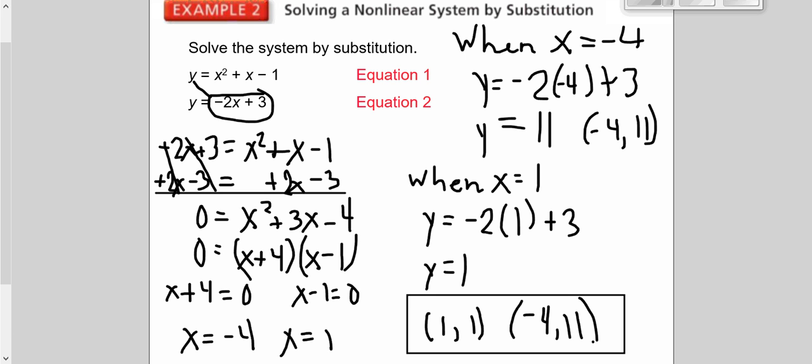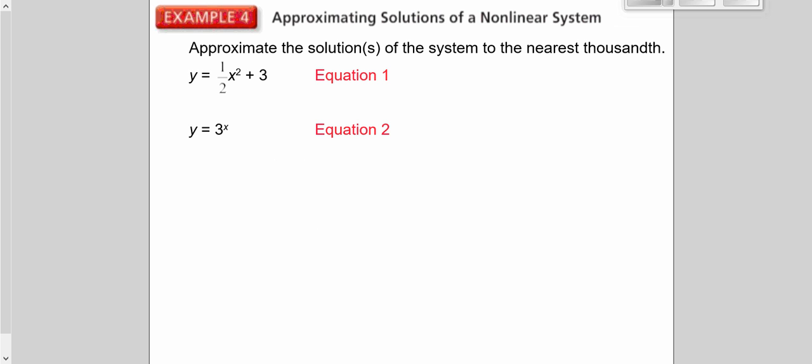So we found the 2 points of intersection algebraically without graphing. So we can solve the system by graphing, we can solve it by substitution. There could be 0 solutions, 1 solution, 2 solutions, so you've got to watch out for that.